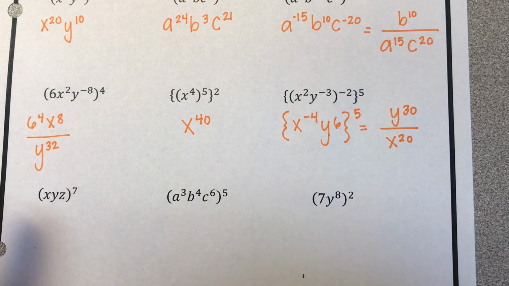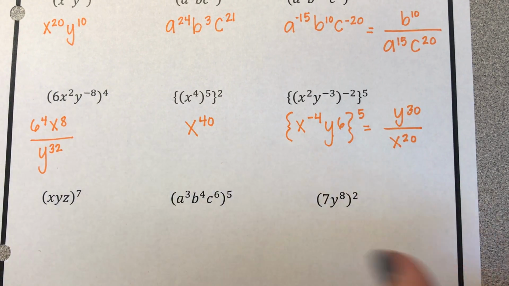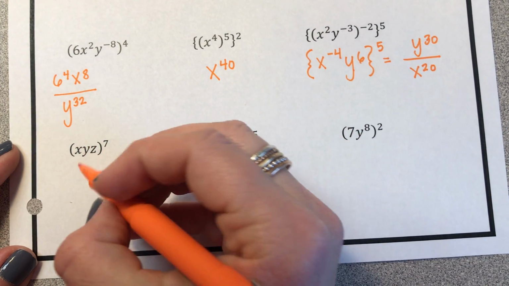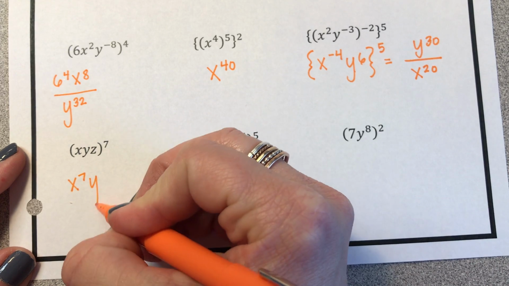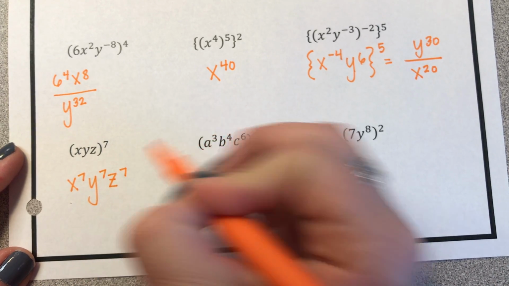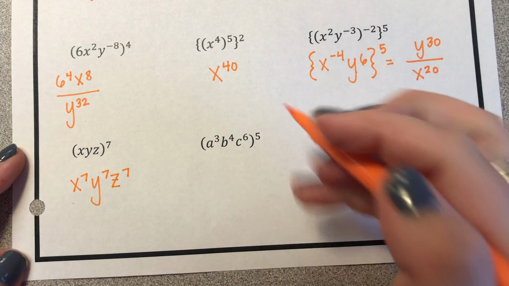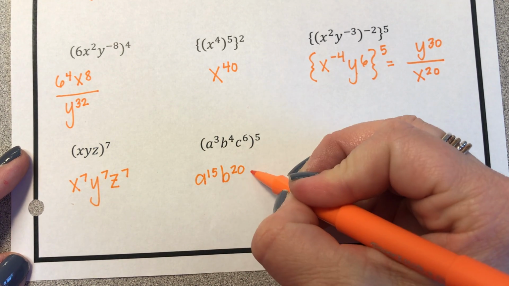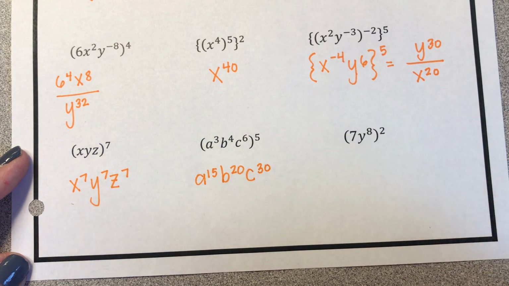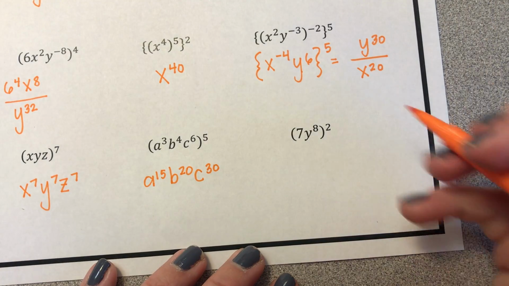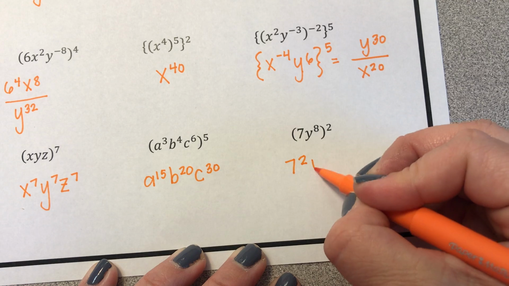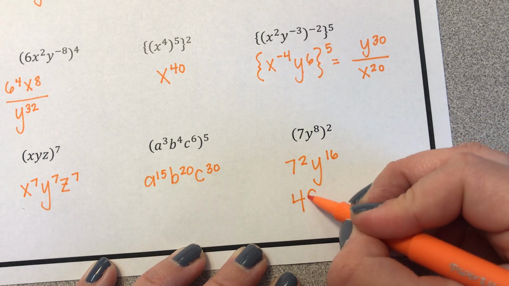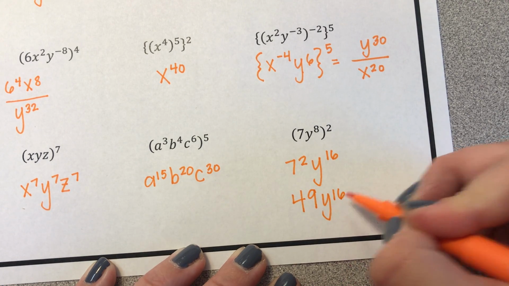So if you want, why don't you pause it and do these last 3 and then come back and check your work. Okay, on this first one, you should have x to the 7th, y to the 7th, z to the 7th. On this middle, a to the 15th, b to the 20th, c to the 30th. And on this last question, you should have 7 squared y to the 16th. And if you worked that out, you would have 49 y to the 16th.